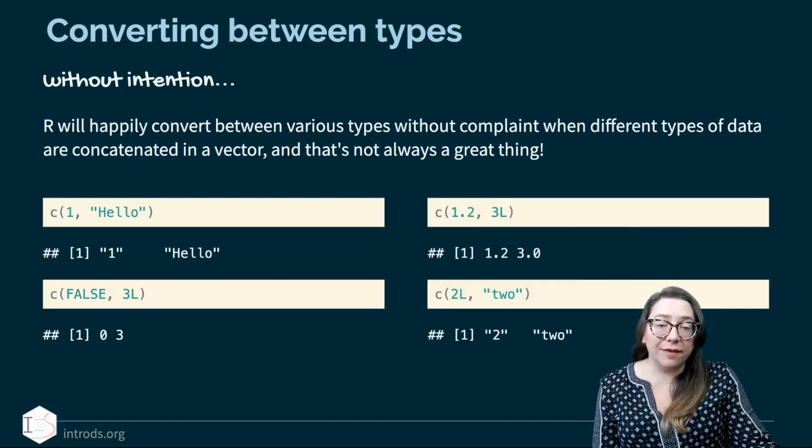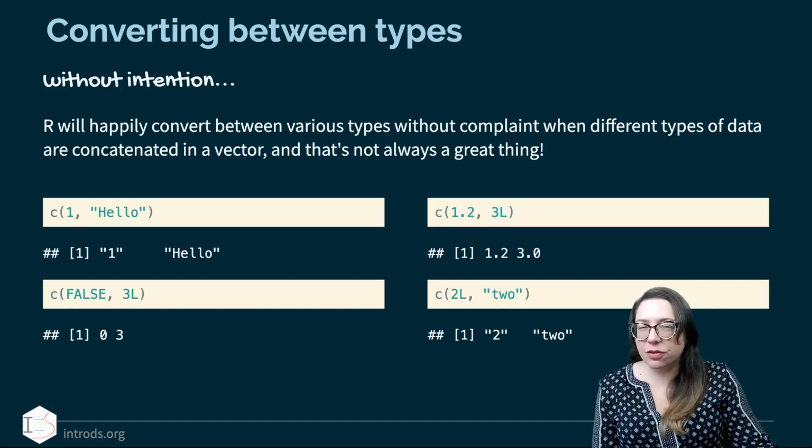Over here, I have the numbers 1.2 and the integer 3. 1.2 can't be converted to an integer without loss of precision. So R says, okay, I'm going to make this 3 a 3.0 and give you doubles as a result. And finally, over here, I have an integer and then the character string 2.